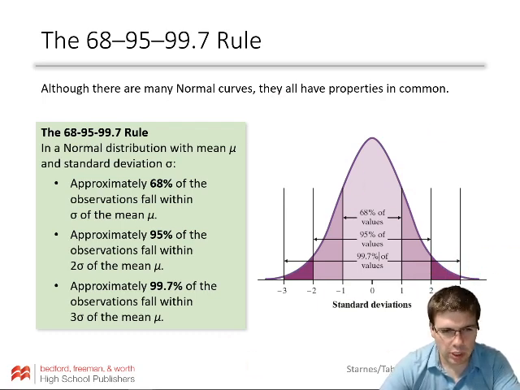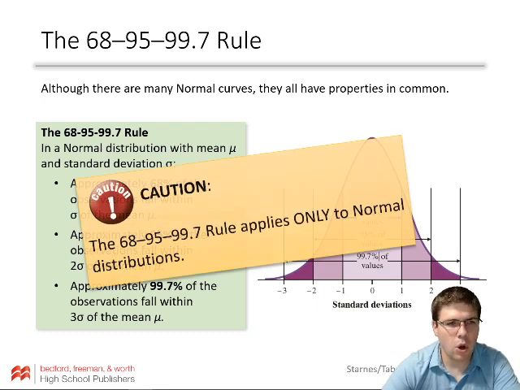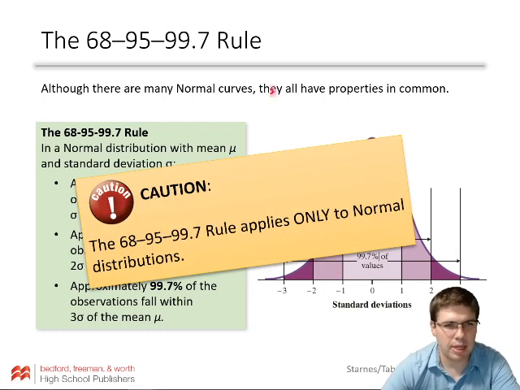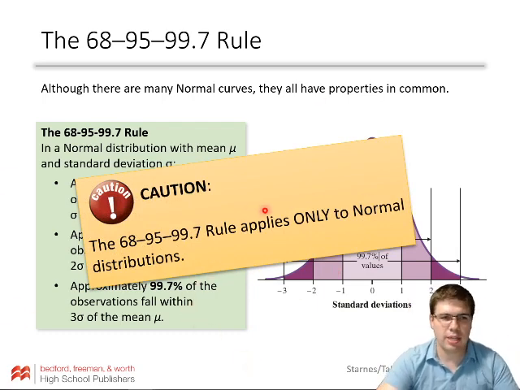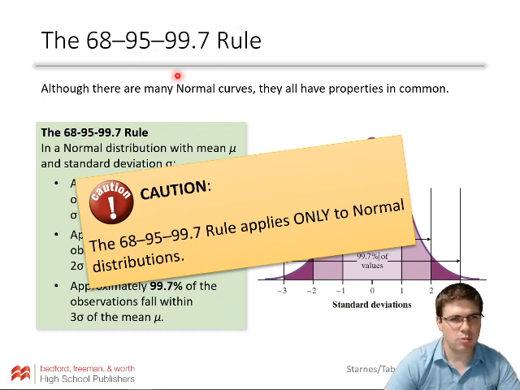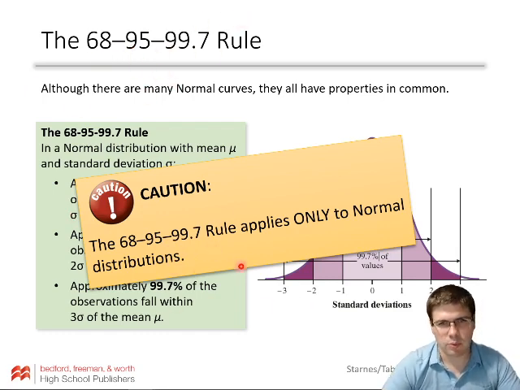So really important though, those numbers only apply to normal distributions. It does not apply to other distributions. Once you start calculating z-scores for some other distribution, you can't say, oh, well, 68% is within one standard deviation. No, just normal distributions is what that rule applies for. There may be some other distribution, but that's where we will apply this one.